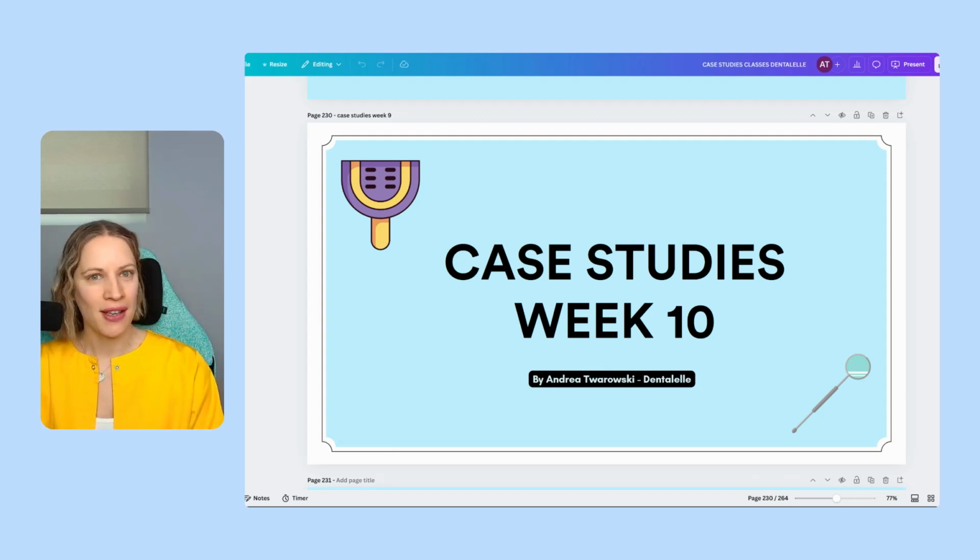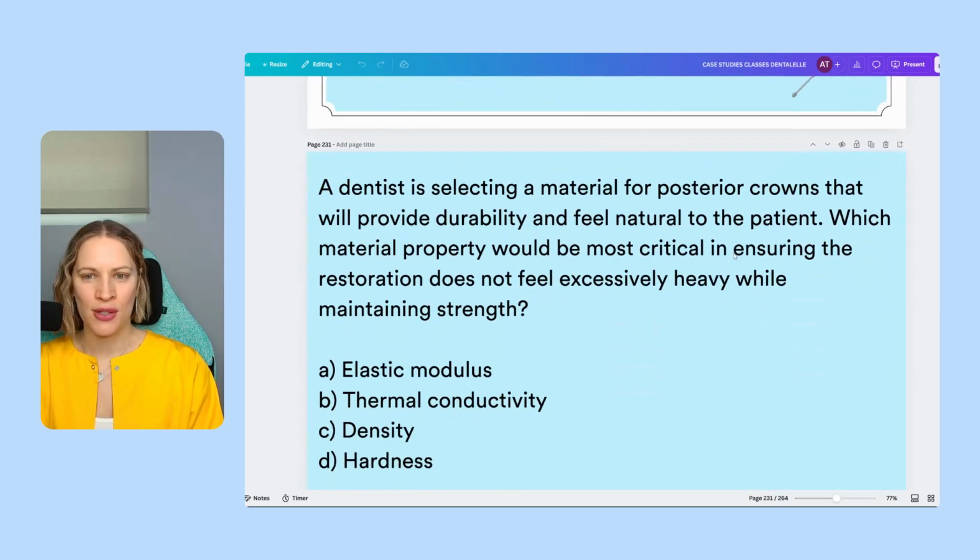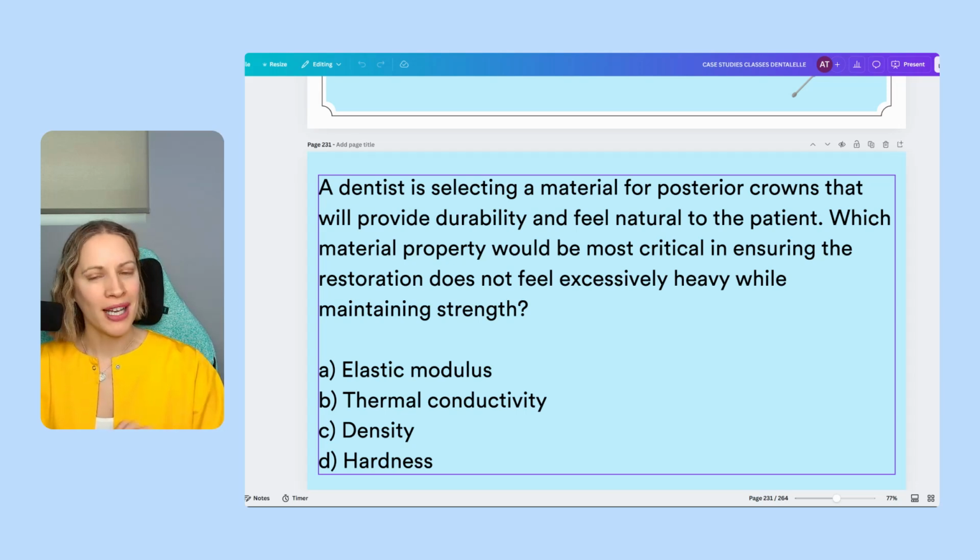Let's get ready here. I'm just going to show the question first. A dentist is selecting a material for posterior crowns that will provide durability and feel natural to the patient. Which material property would be most critical in ensuring the restoration does not feel excessively heavy while maintaining strength? Would you guess A, B, C, or D?